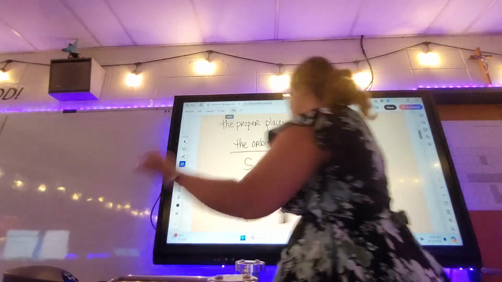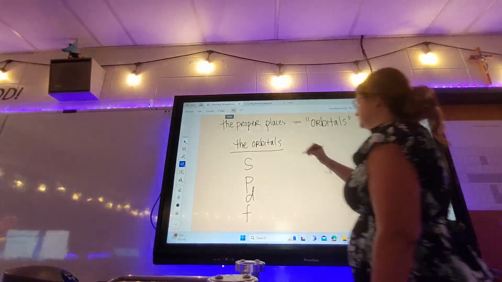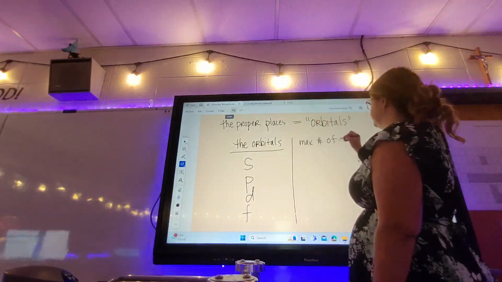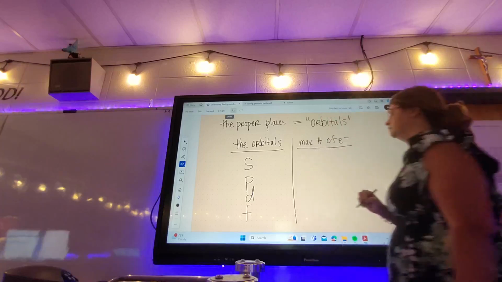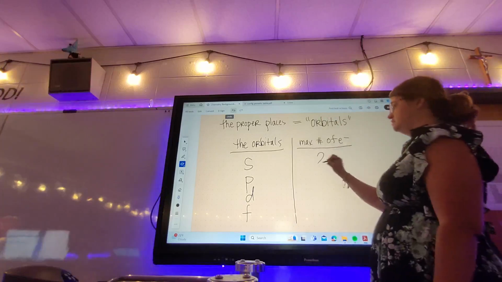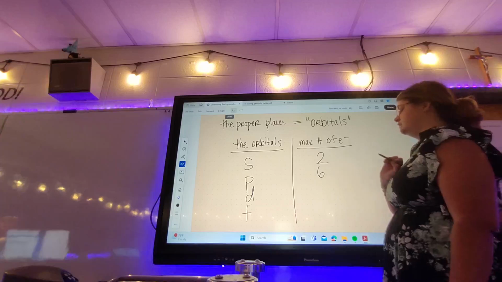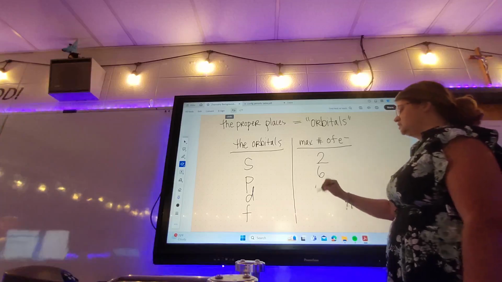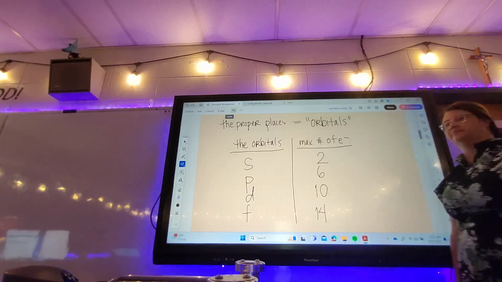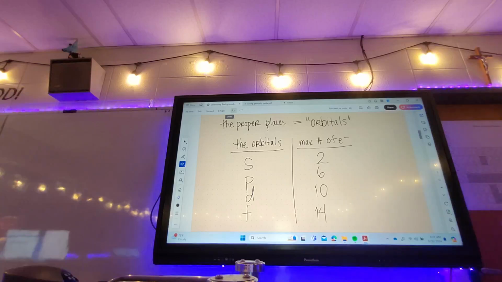So each one of these orbitals can hold a certain number of electrons. The S orbital can hold 2 electrons. The P orbital can hold 6 electrons. D can do 10. And F can do 14. Say that again?